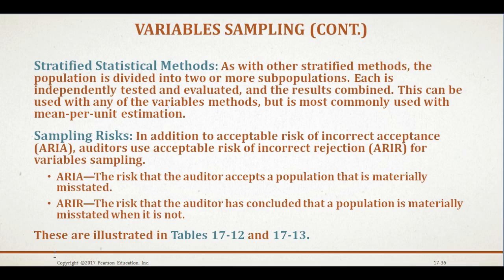The acceptable risk of incorrect acceptance is the risk that the auditor accepts a population that is materially misstated. In contrast, the acceptable risk of incorrect rejection is the risk that the auditor has concluded that a population is materially misstated when in fact it is not. These are illustrated in tables 17-12 and 17-13 of your textbook.